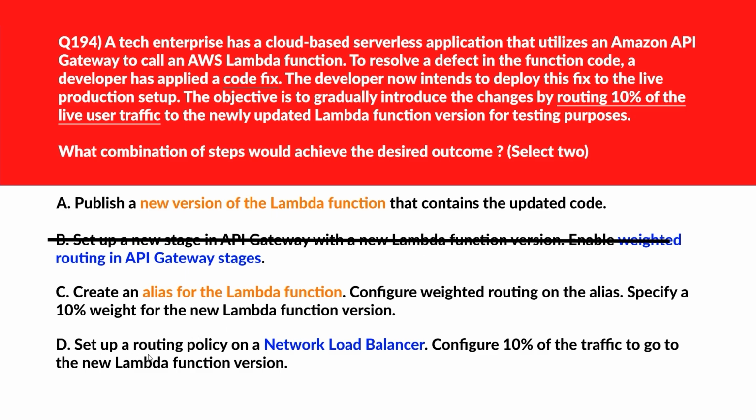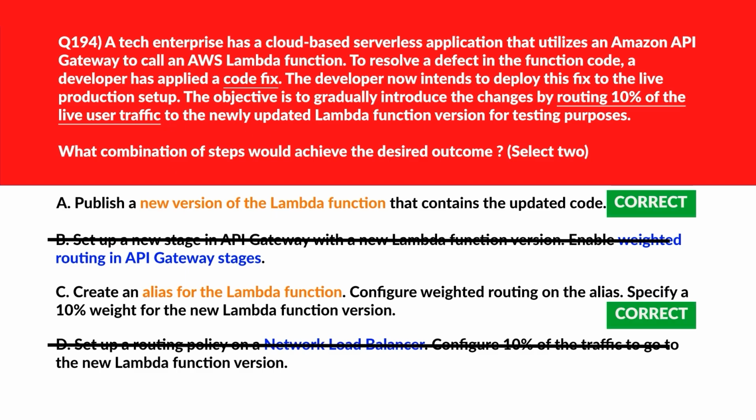D says set up a routing policy on an NLB, that is, a Network Load Balancer. We know Network Load Balancer is not a valid tool for traffic routing in the context of a Lambda function. Therefore, D is just a distractor. Let's lock options A and C as the right choices.